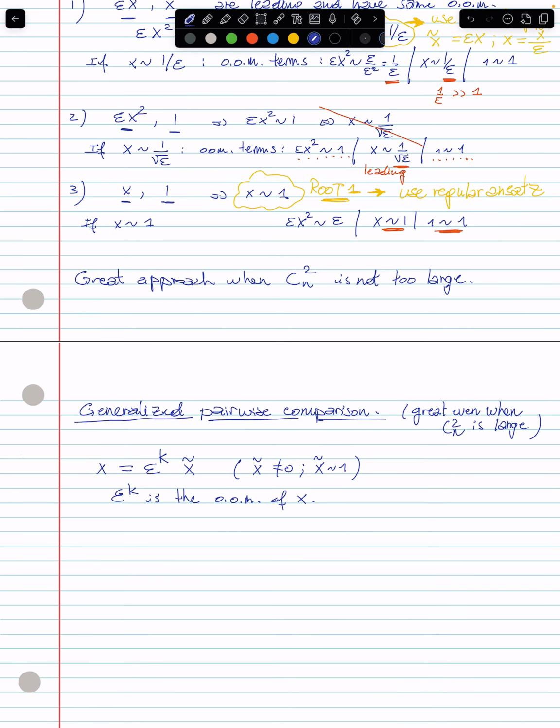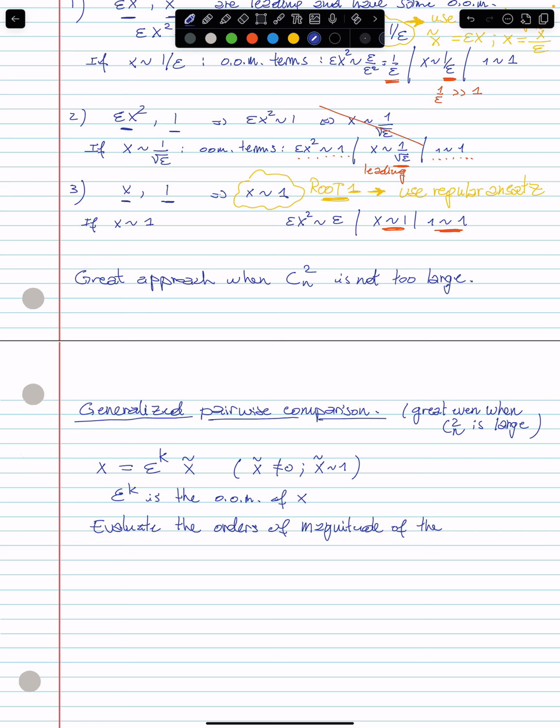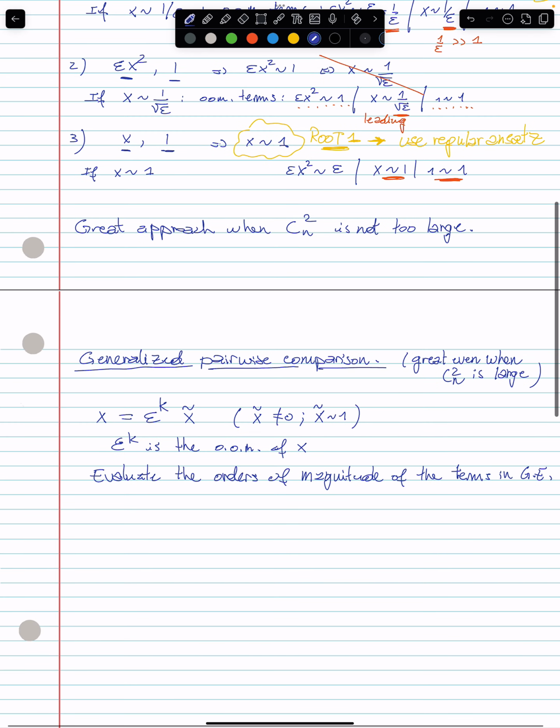And so the idea behind the method is just to check or, much better, evaluate the orders of magnitude of the different terms in the governing equation. All right, so what do we have here? Let me just copy the equation here. Epsilon x squared plus x minus 1 is equal to 0.